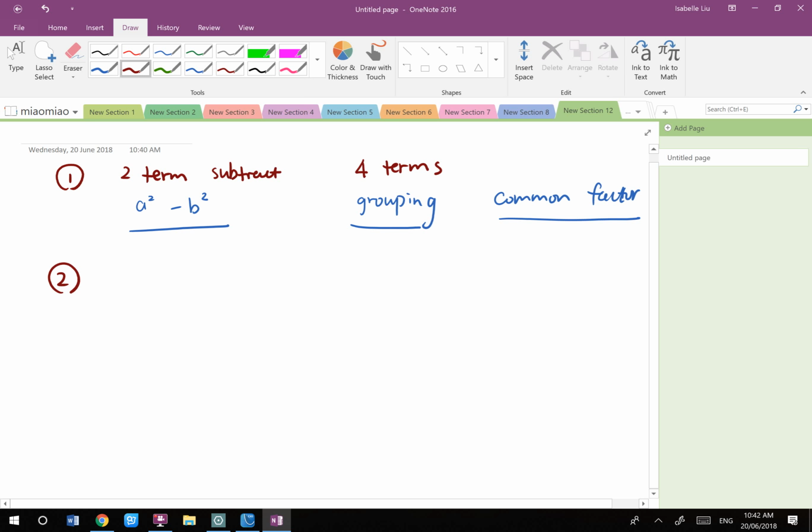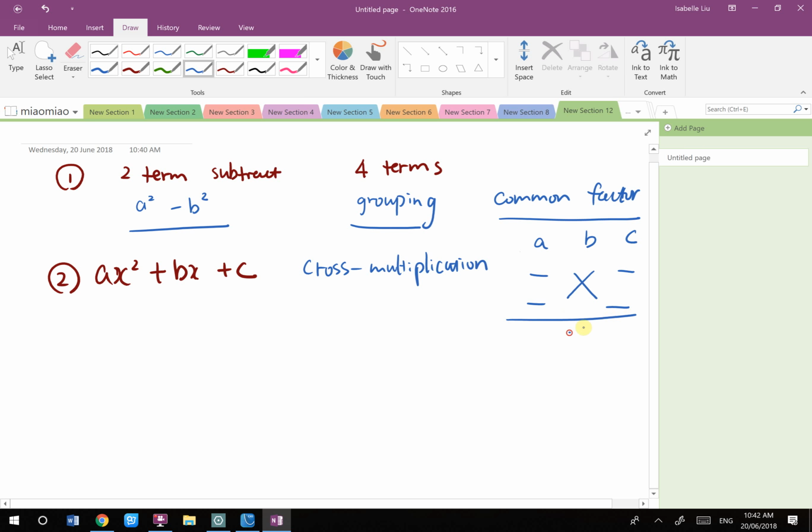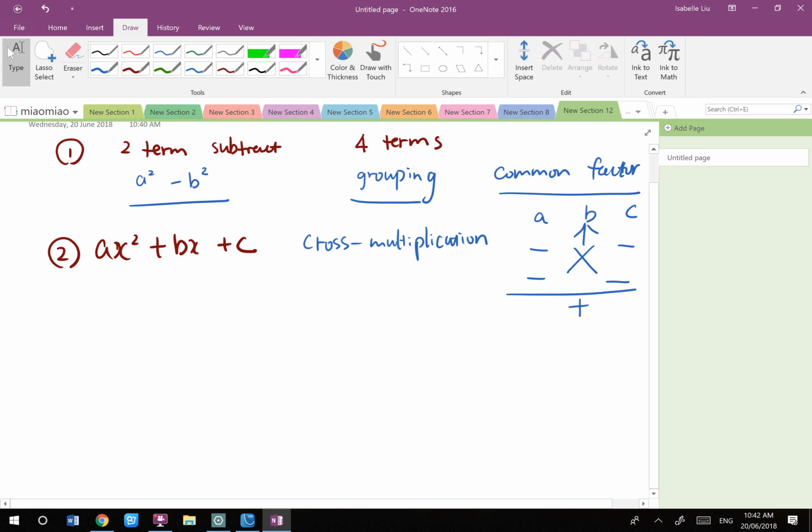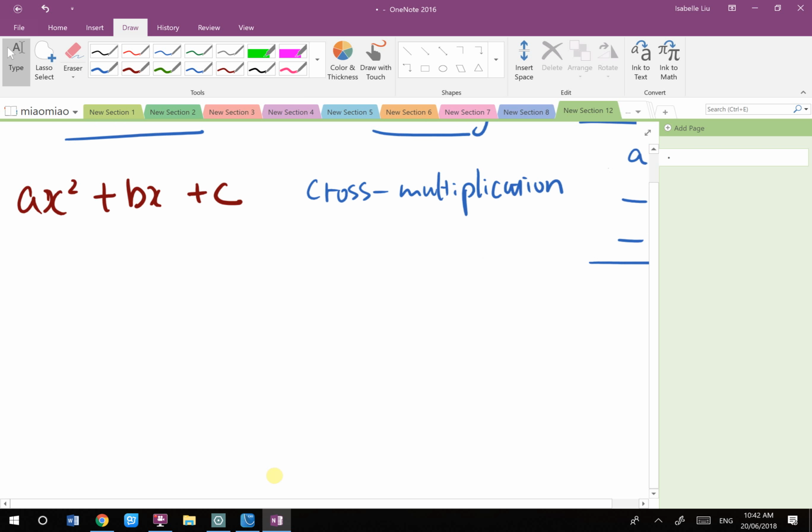And then after that, we go for quadratic equations, like ax squared plus bx plus c. I use cross multiplication. So for a, b, c, we have factors of a and c, cross multiply them and add them, trying to give you the value of b. That's the cross multiplication.